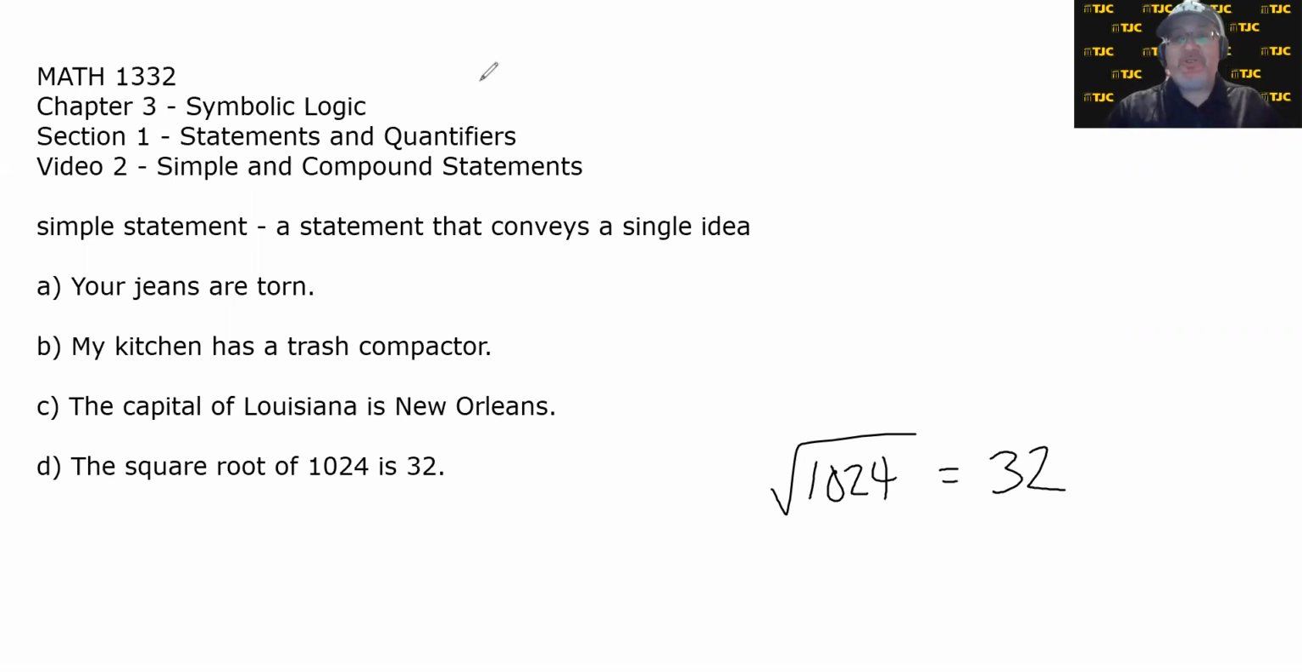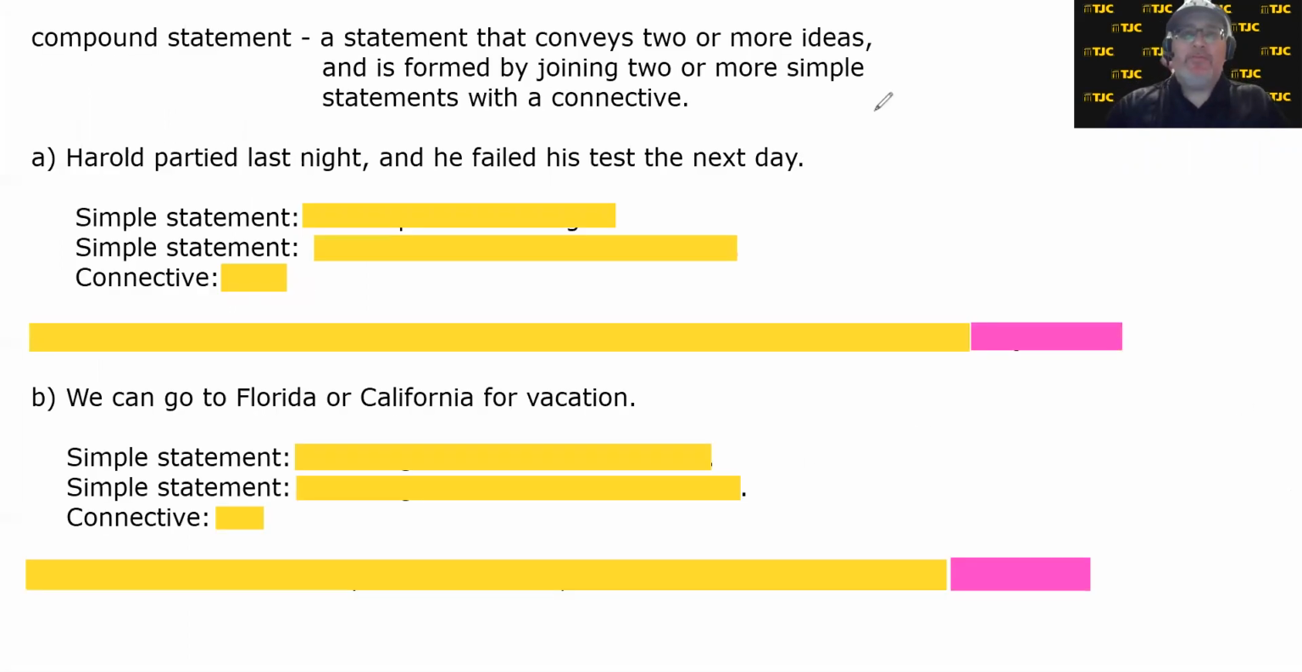So what's a compound statement? A simple statement is a statement that conveys a single idea. So what do you think a compound statement is? Well, it's up there. It was supposed to be covered, but that's okay. A compound statement is a statement that conveys 2 or more ideas and is formed by joining 2 or more simple statements with a connective.